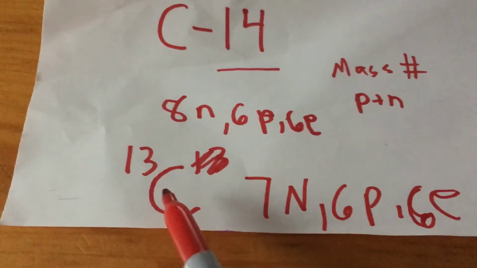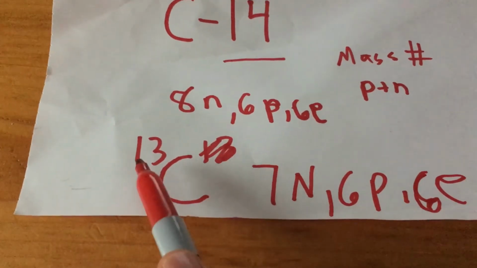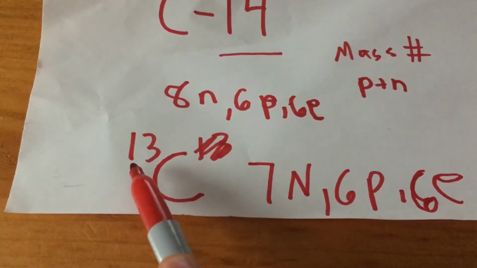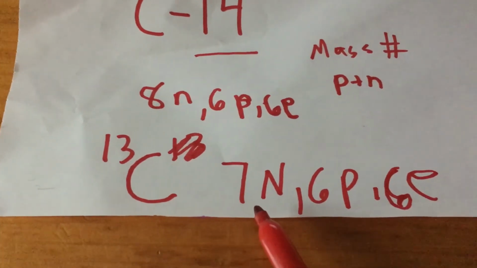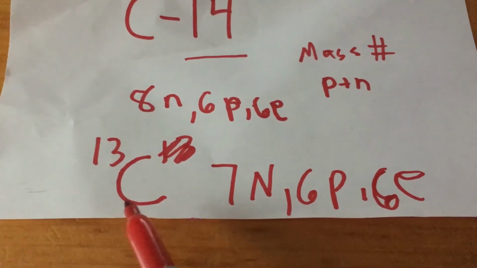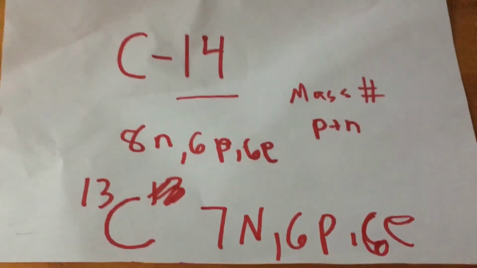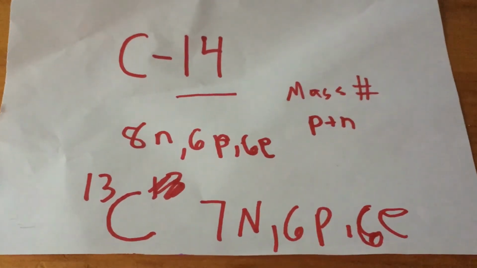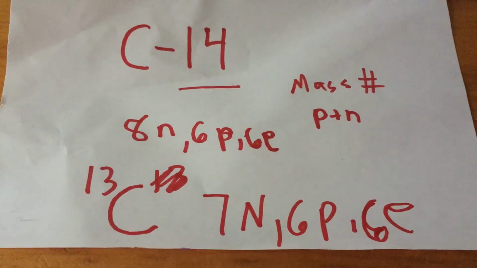And this is called the nuclear notation. And the 13, which is the mass number, is written in a superscript position in front of the element symbol. And since 13 minus 6 is 7, that would mean this element has 7 neutrons, 6 protons, and 6 electrons. And those are the two notations that are used to represent specific atoms.